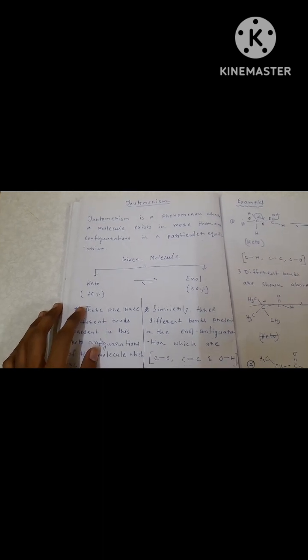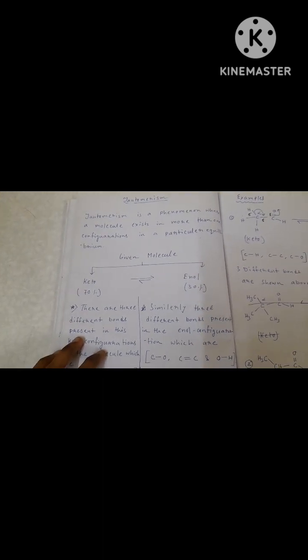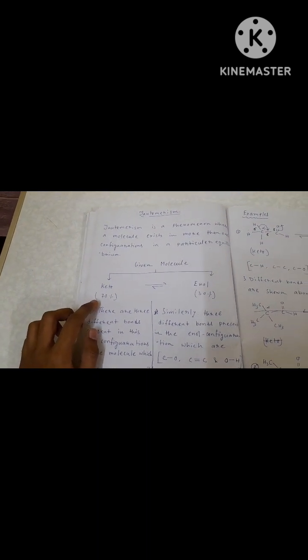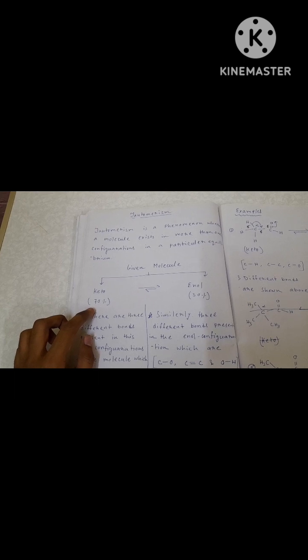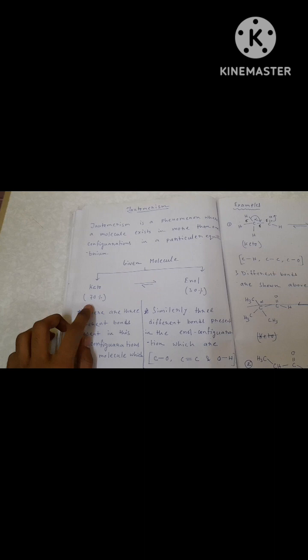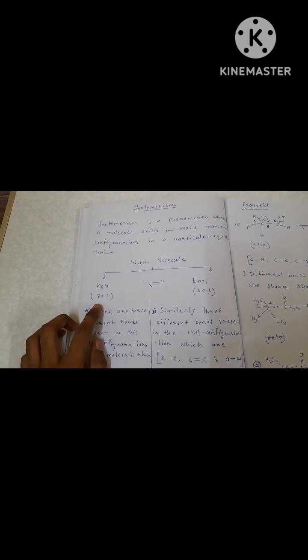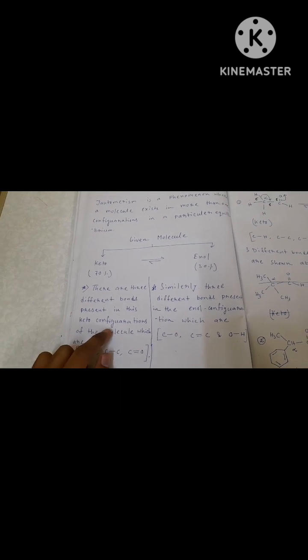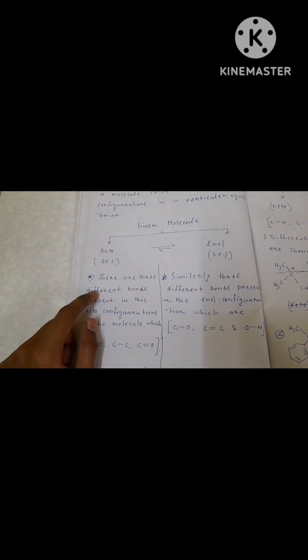Generally, keto form is comparatively much more stable than enol form. The reason I will tell you a few minutes later. Okay, so up to this you can understand that the keto form is much more stabilized than enol form. Thus the population of keto is higher than enol. You can see 70% is keto and 30% is enol. So here I have written some basic differences between these two configurations, which are these.